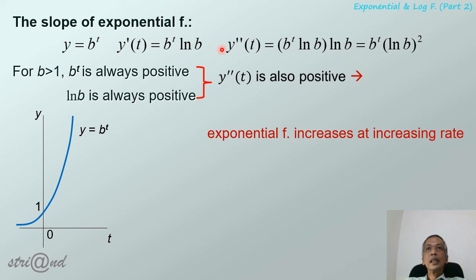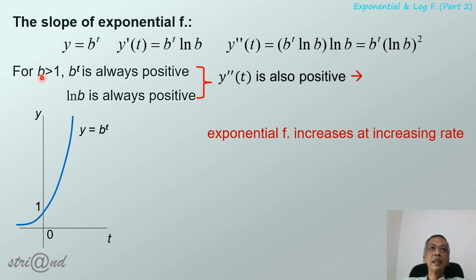And then the derivative of this derivative, or the second derivative, so the derivative of this with respect to t is, using the same rule, b to the power of t times the natural logarithm of b here times the natural logarithm of b. So it is equal to b to the power of t times the natural logarithm of b squared.